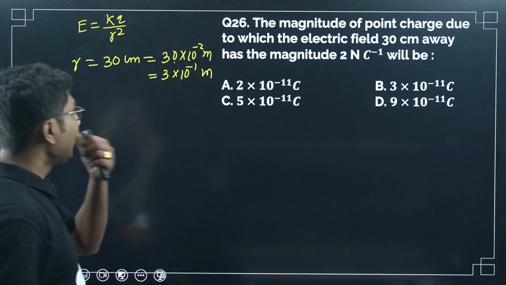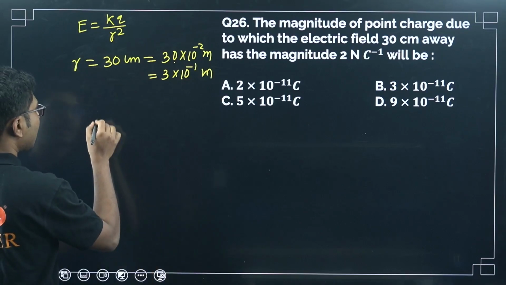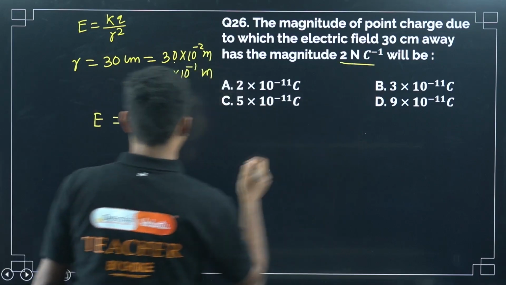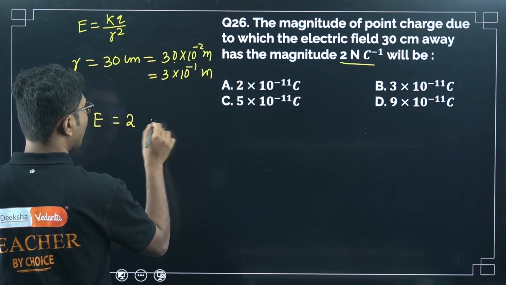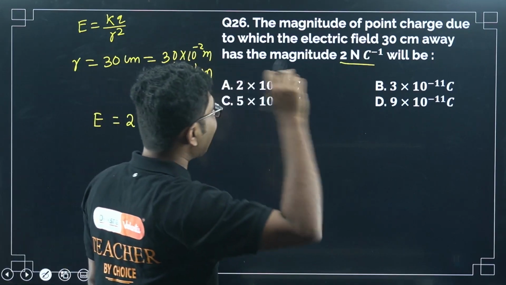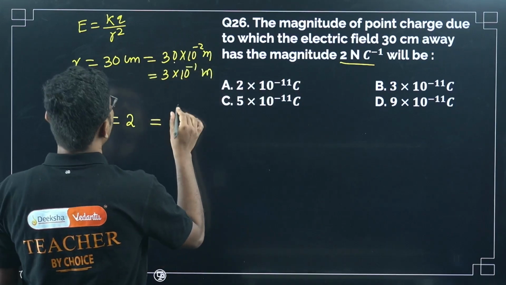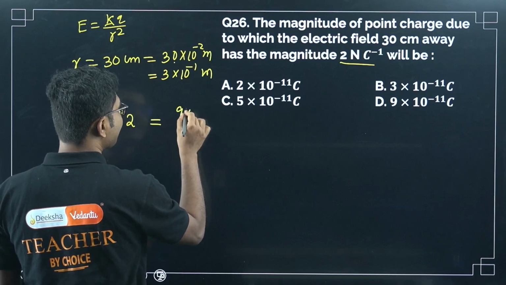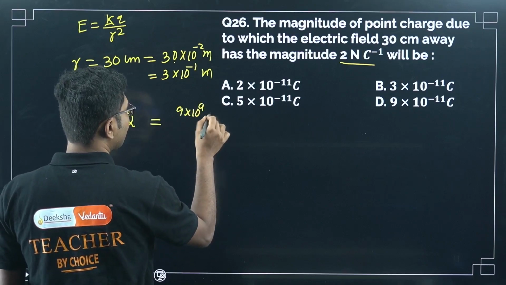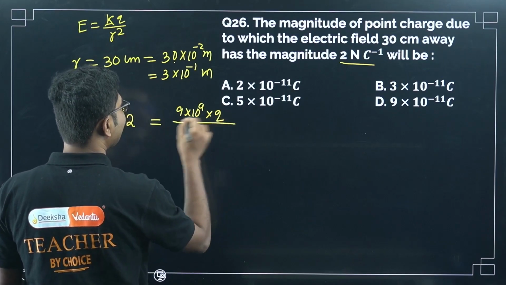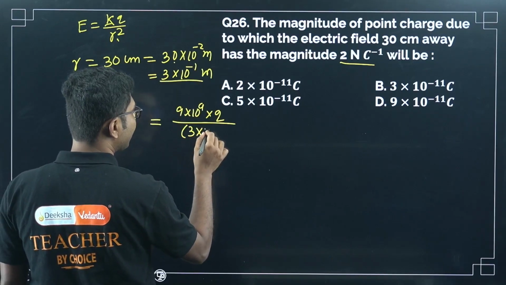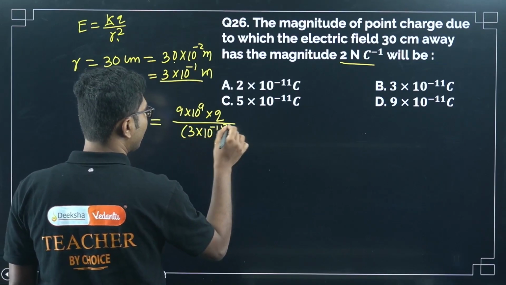Now let's put the values here. Electric field E is given as 2 Newton per coulomb. Charge value is not given; we are trying to find charge. What is K? K is 9 times 10 to the power of 9. Q we are finding, and R is given as 3 times 10 to the power of minus 1 whole square.